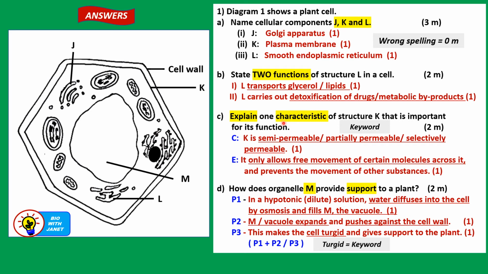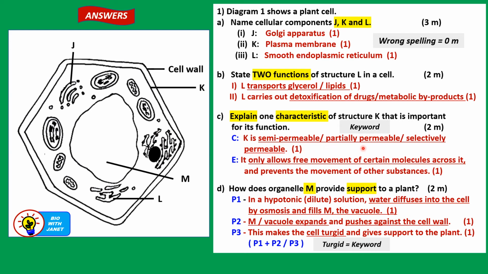Explain one characteristic of structure K that is important for its function. So underline the word characteristic. K is the plasma membrane. It's important for its function, so note the function first. The function of K is to regulate or control the substances that move into the cell or out of the cell. To do this, it has one characteristic, that is, it is semi-permeable, partially permeable, or selectively permeable.